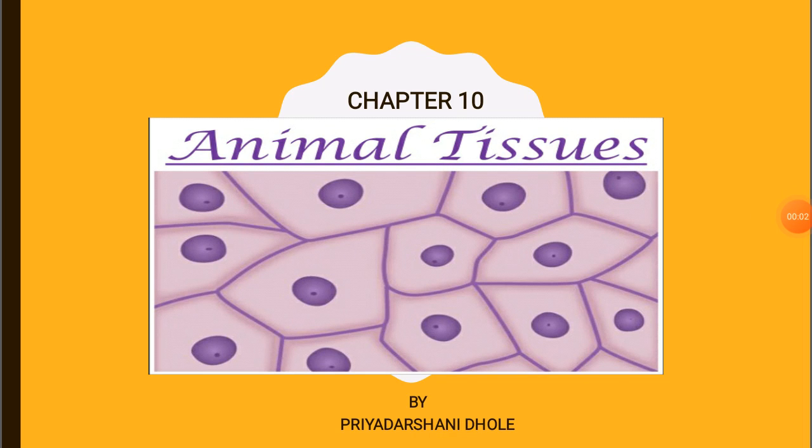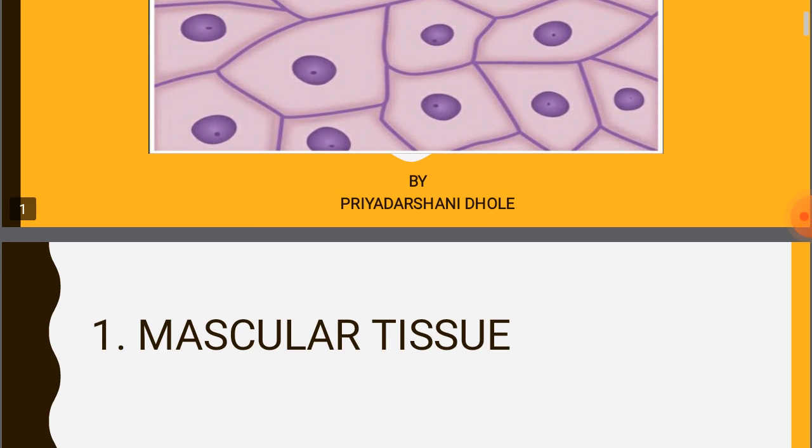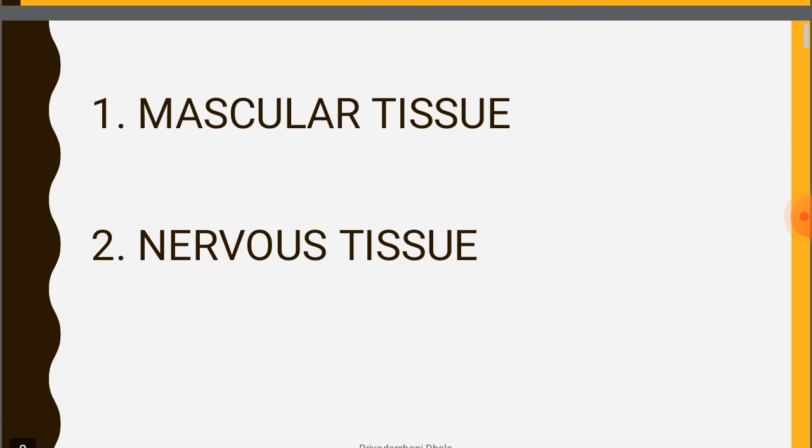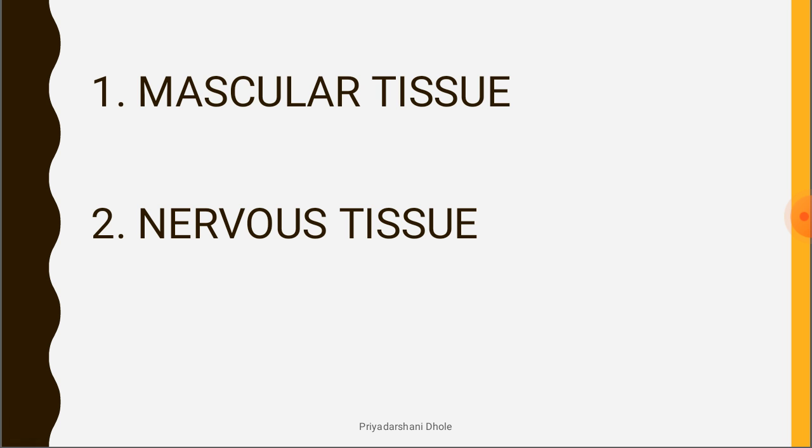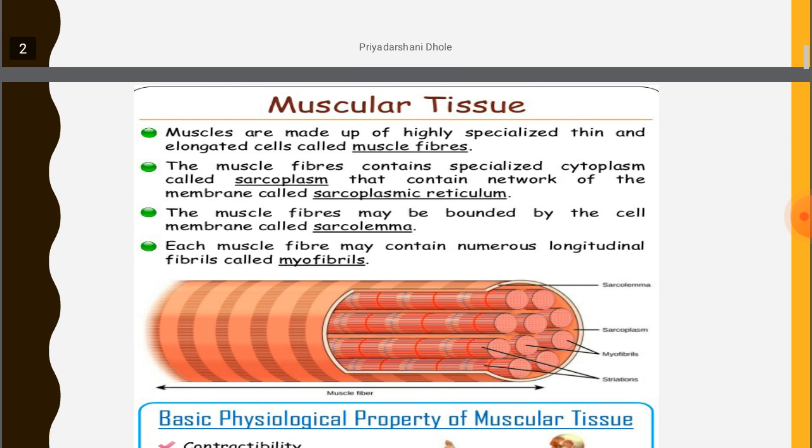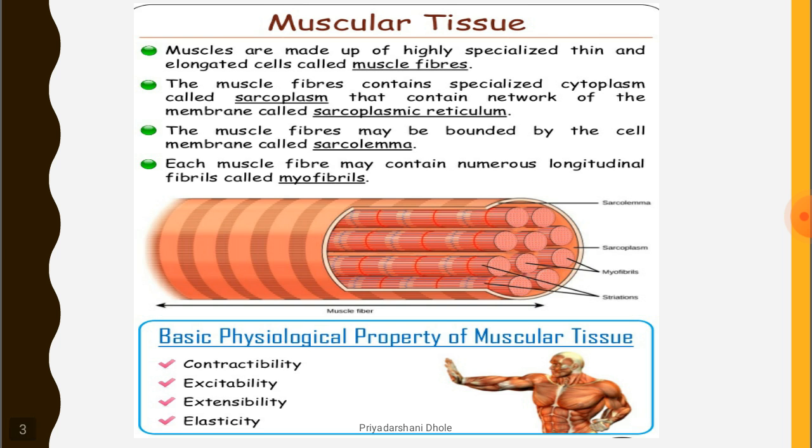Good morning, students. This is chapter number 10, Animal Tissues. In the previous lecture, we studied the epithelial tissues and connective tissue. Now, in this second lecture on animal tissue, two tissues remain: the muscular tissues and nervous tissue. The muscular tissues are present in muscles.